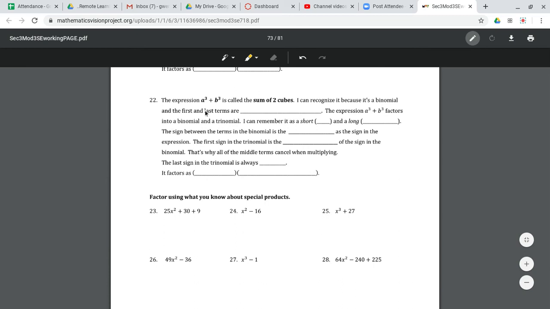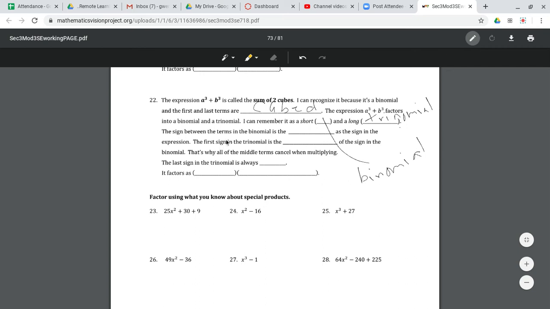Pardon me. The expression a cubed plus b cubed is called the sum of two cubes. I can recognize it because it's a binomial and the first and last terms are cubed. The expression a cubed plus b cubed factors into a binomial and a trinomial. I can remember it as a short binomial and a long trinomial.